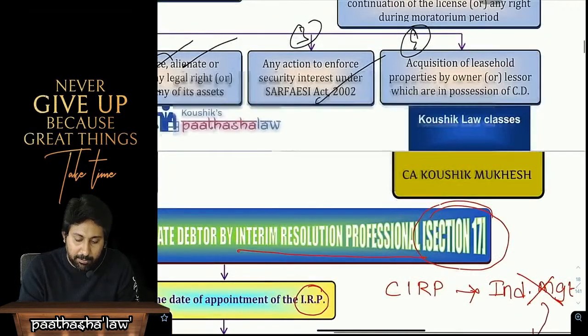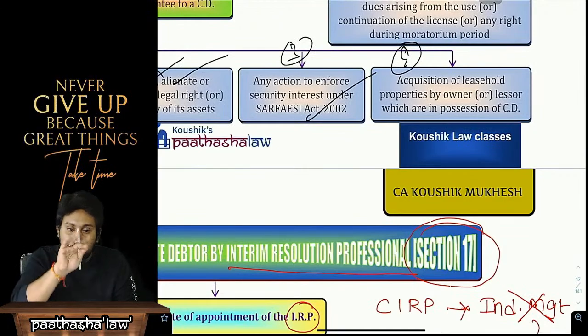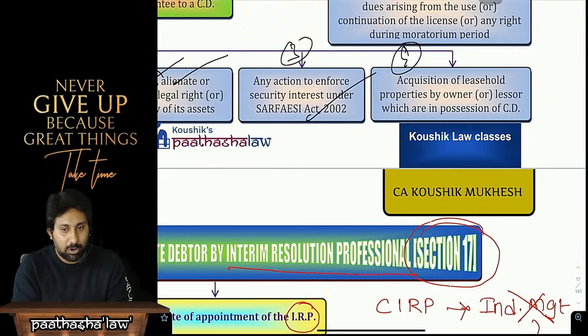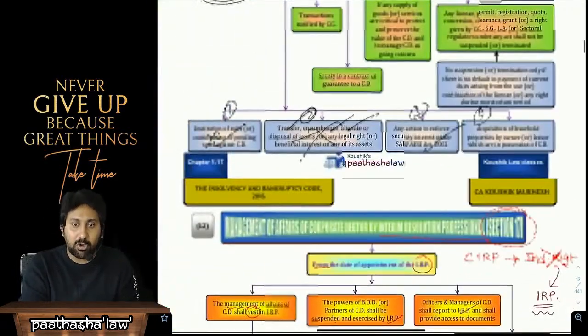Next one. Acquisition of leasehold properties. Leasehold properties on the balance sheet also should not be transferred to the lessor. Why? We doubt that it may not be a genuine leasehold property. You just labeled it as leasehold property so that the asset will not be taken for liquidation. Therefore, moratorium on four things.